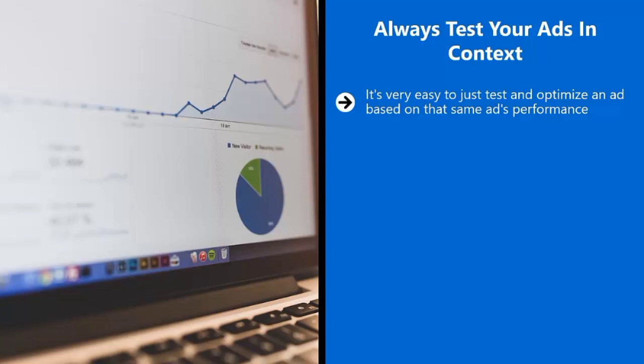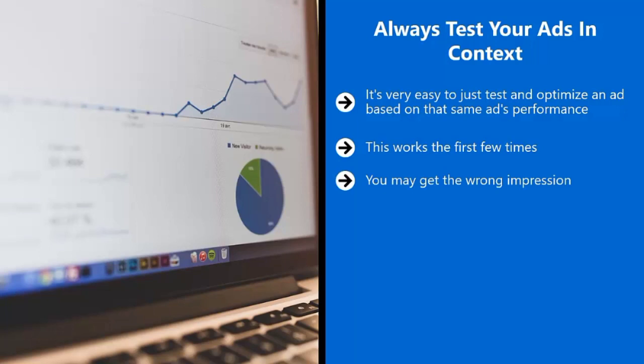For example, if you're running your first ad, it's very easy to do this because you can see which of the ad variations is doing really well. But when you do this, you're just comparing the ad against its own performance. This works the first few times, but if you've been running ad campaigns on Facebook for an extended period of time, or you've spent quite a bit of money on your ads, compare them against each other. Don't compare an ad set against itself. You may get the wrong impression. You may be thinking that you're doing really well, but it turns out that, historically, you're underperforming.